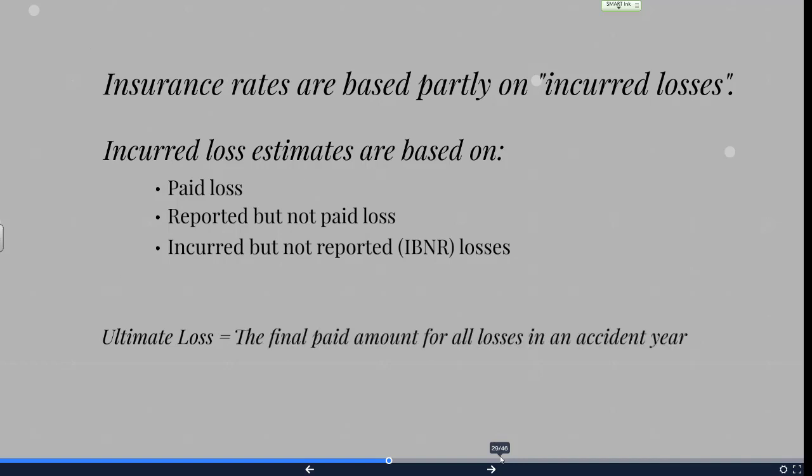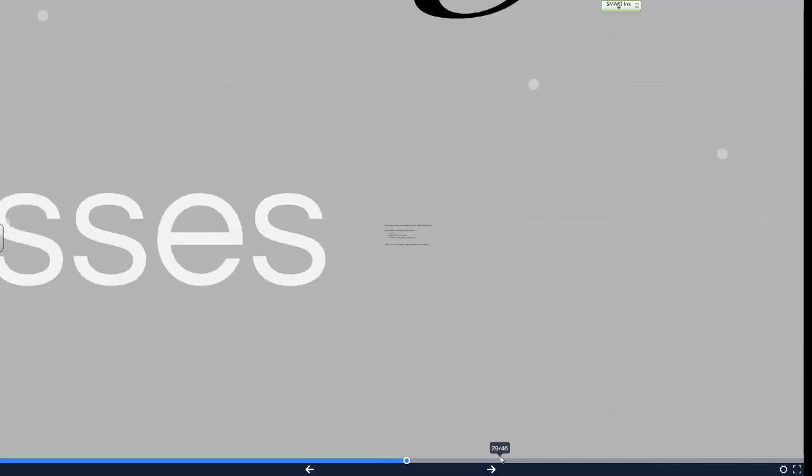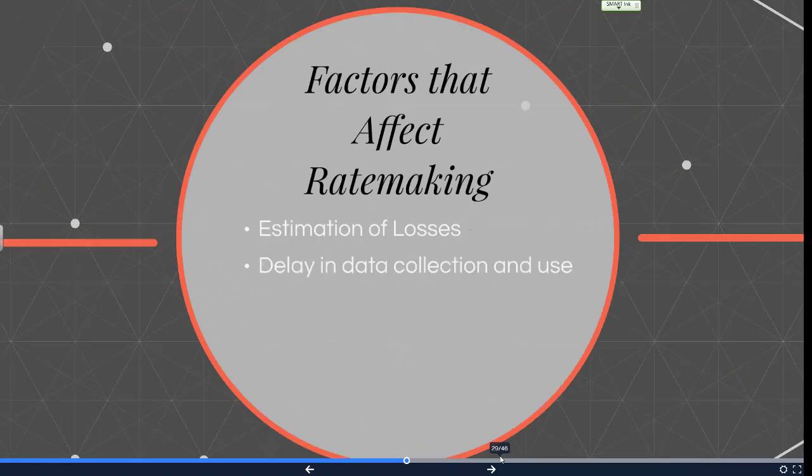Also, another term you should be familiar with is ultimate loss. The ultimate loss is the final amount paid for all losses in an accident year. We'll talk about the phrase accident year in a moment. In the end, rates will be based on the ultimate loss. Another factor that affects rate making is the delay in data collection and use. Let's look more specifically at these.